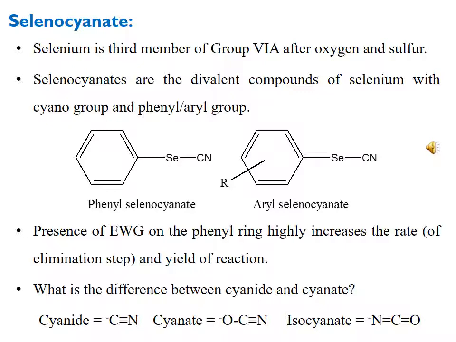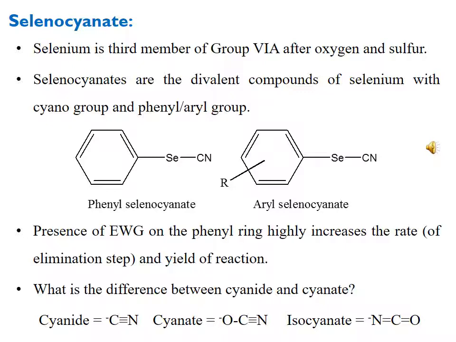Selenocyanates are divalent compounds of selenium with a cyano group on one side and a phenyl, aryl, alkyl or R-alkyl group on the other side. I have mentioned here only phenyl or aryl group because the selenocyanates used in this reaction basically require the presence of a phenyl or aryl group, and phenyl groups having electron withdrawing groups have a very positive effect on the rate of the elimination, that is, formation of the alkene in the last step. So selenocyanates are used with electron withdrawing groups.